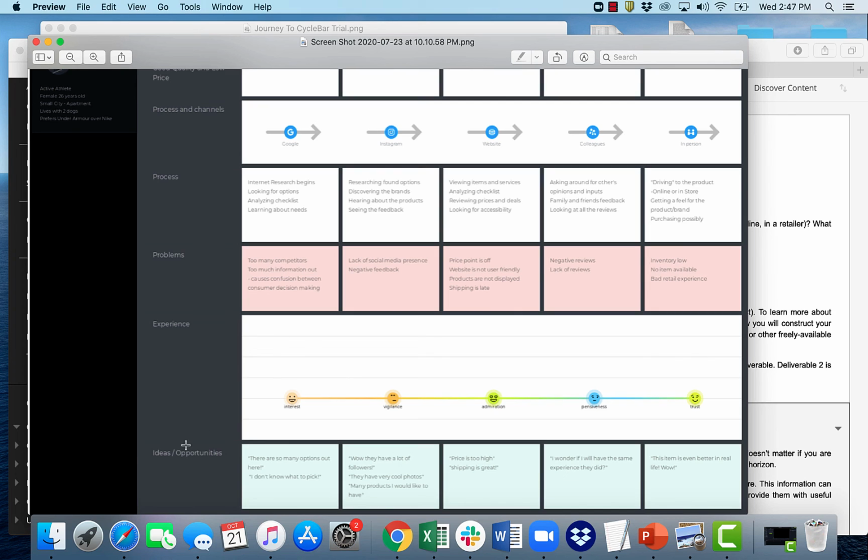And then finally here you can see ideas and opportunities. This particular student didn't really understand what this field was. We've got some quotes here. Again, like I mentioned when looking at the other decision journey map, these are ideas and opportunities for marketers, or for ways to improve the decision journey, or reasons why this journey was particularly good.